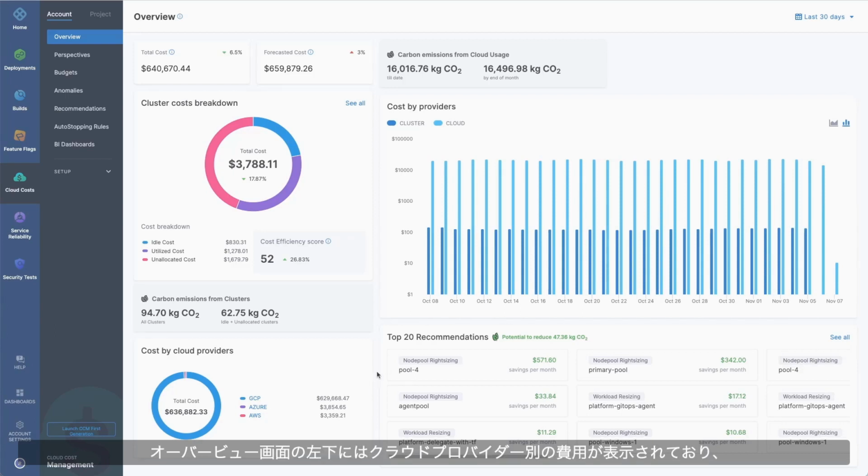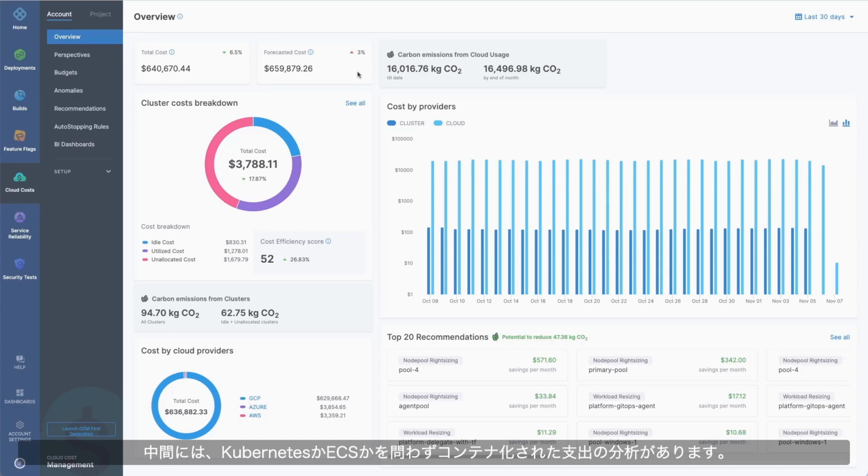If we look bottom left, we can see the cost by cloud providers. So we're looking at spend coming in here from GCP, Azure, and AWS. Top left, we've got our cost over the last 30 days, where it's trending, and also our forecast for the next time period selected, the next 30 days.